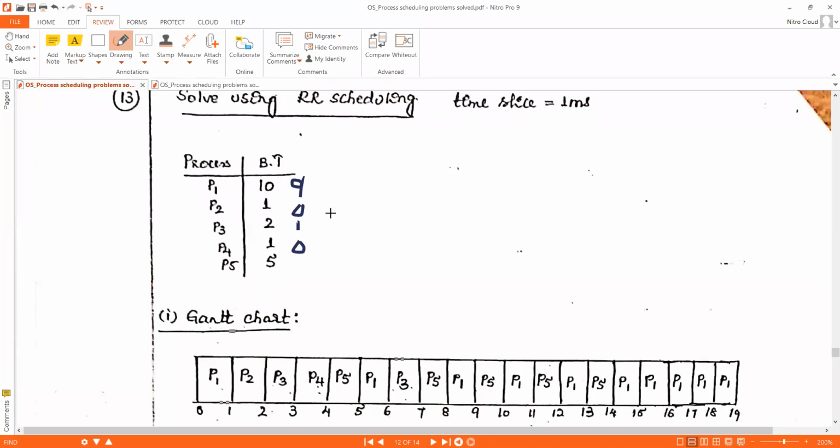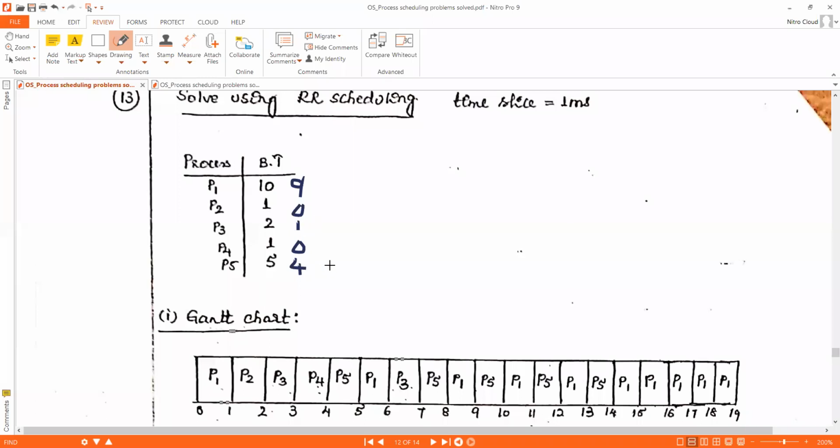In the next round, the CPU will not be allocated to process 2 and process 4 because their execution is over. Next, after completion of process 4's 1 millisecond of execution, the CPU will be given to process 5. Process 5's burst time is 5 milliseconds, but the time slice is 1 millisecond. So the CPU will execute process 5 for 1 millisecond. Now what is the remaining burst time for process 5? It is 4 milliseconds, at clock time 5 milliseconds.